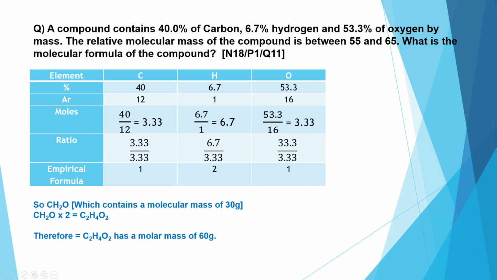In the next question, the molecular mass is given as a range of 55 to 65, so we multiply the empirical formula by 2 to get a molecular mass of 60. Therefore, the actual formula is C2H4O2. We do not multiply by more than 2 because the molecular mass must remain within the given range.